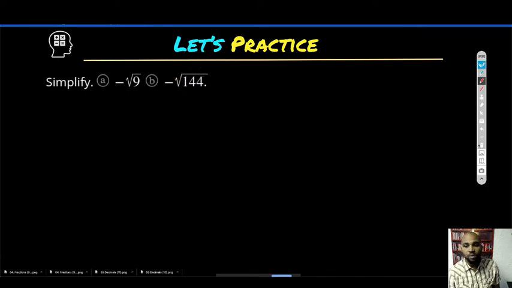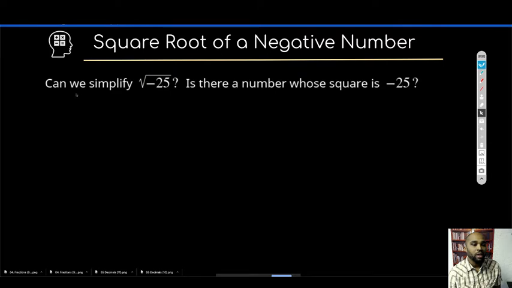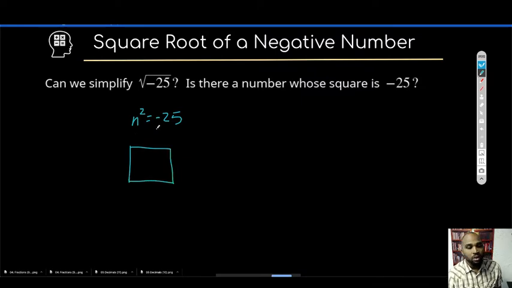Now there is a time when you do want to pay attention to this negative, and that's now. Can we simplify the square root of -25? In other words, is there a number that when you square it would give me a -25? Or let's think about it in the square. Is there a number that the square can have on each side, that is the same, that when multiplied would give us a -25?